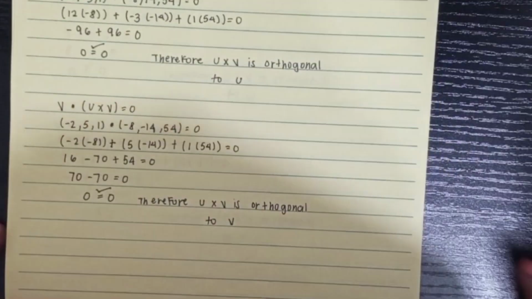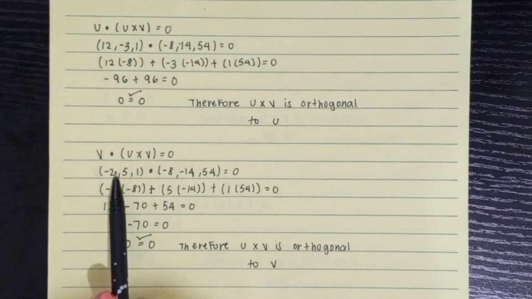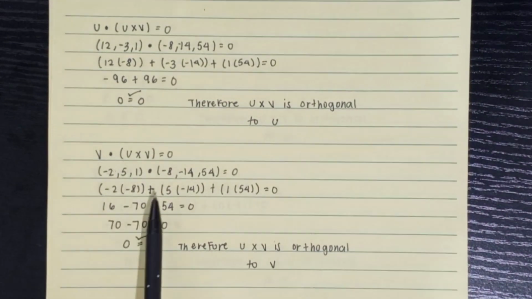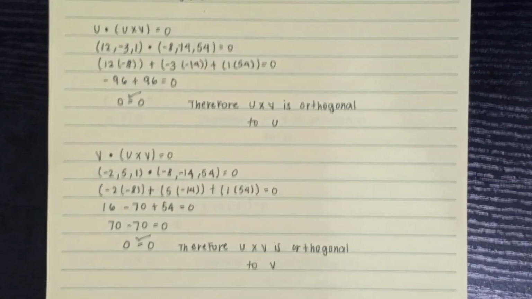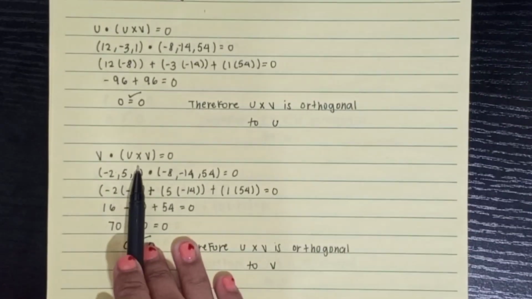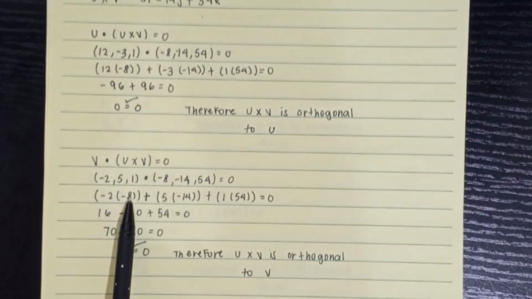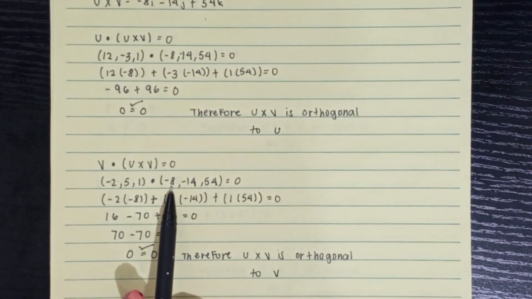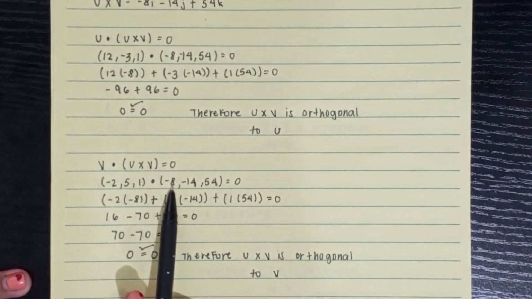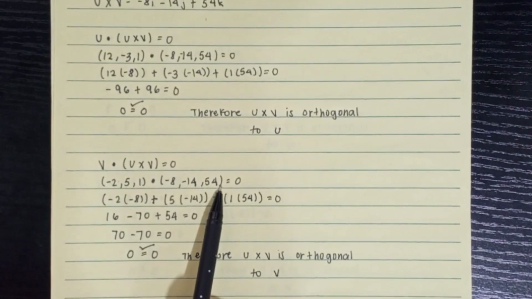Next. In terms of V naman na tayo. The dot product of V and U cross V is equals to 0. So, yung component V is yung ipa-plug in na natin. So, ang component ng V is negative 2, 5, 1 multiply to the component of U cross V, which is negative 8, negative 14, and 54, then equals to 0.